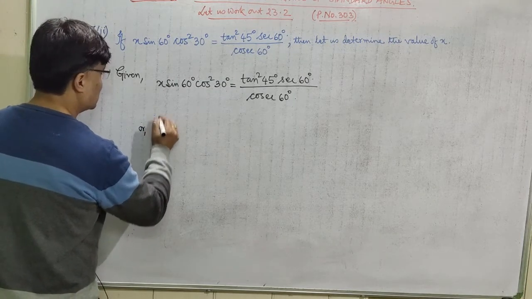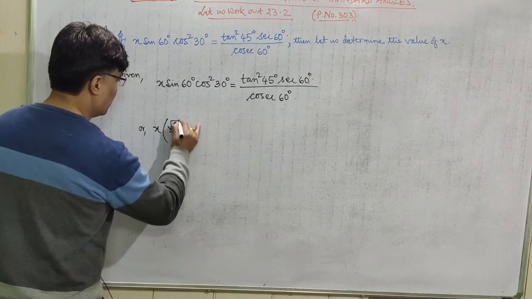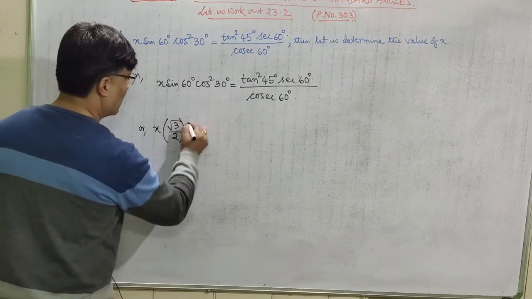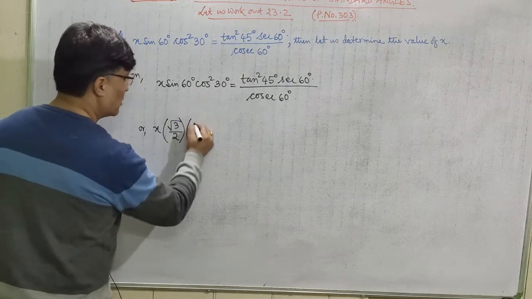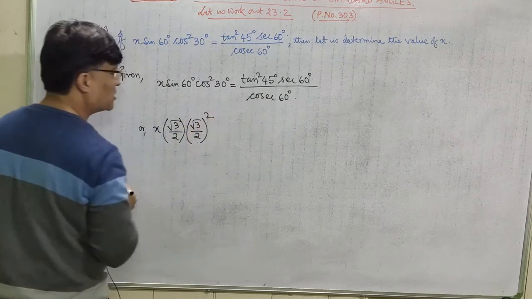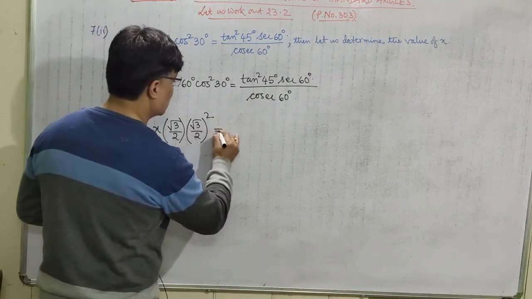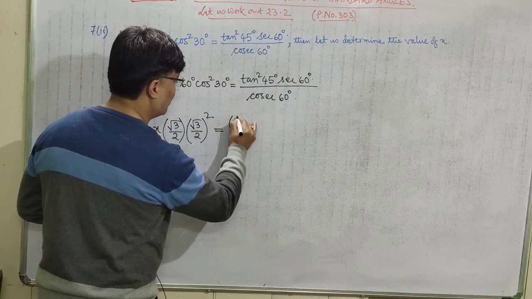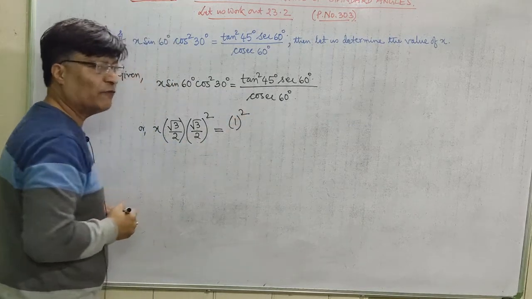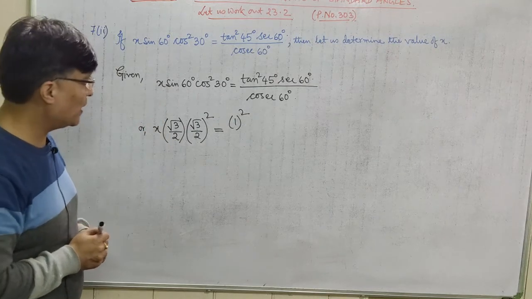Or x into, what is the value for sine 60 degree? This is root 3 by 2. What is the value for cos 30 degree? Cos 30 degree is also root 3 by 2, but this is whole square, right? So which is equal to, what is tan 45? Tan 45 degree is 1, but since this is square, so this is 1 whole square.